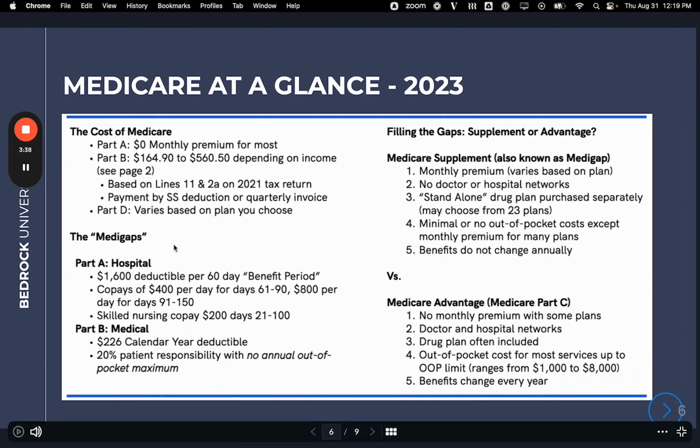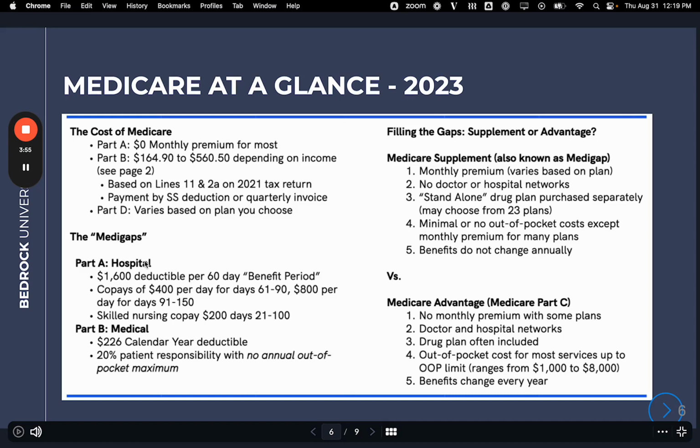Next, we'll cover the Medigaps. This is where we explain what the coverages and copays are under Part A and Part B. So I would tell this client, hey, just so you know, Medicare is made up of two major parts, Part A, which is hospital coverage, and Part B, which is medical coverage.